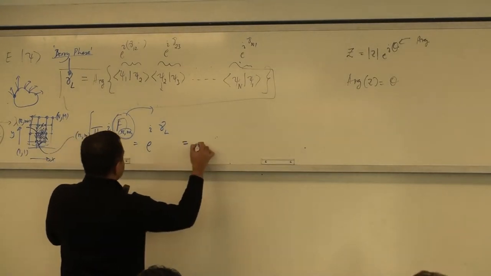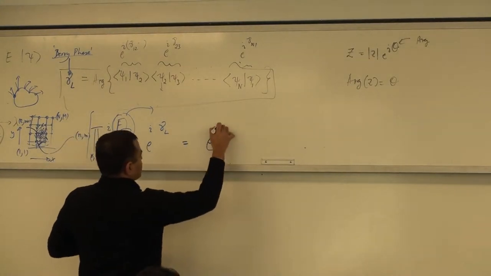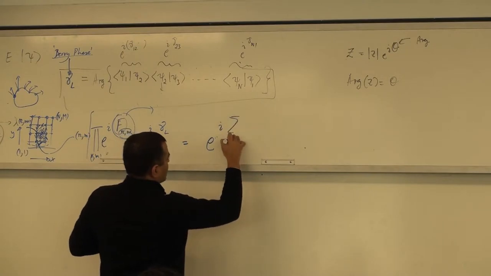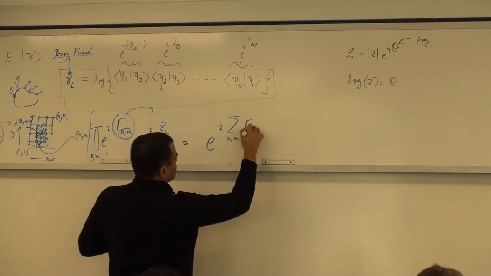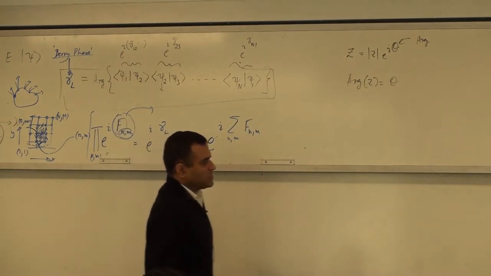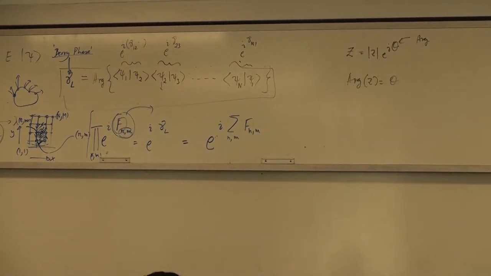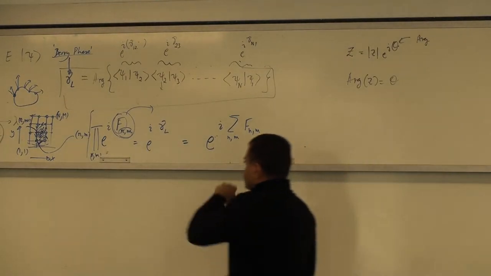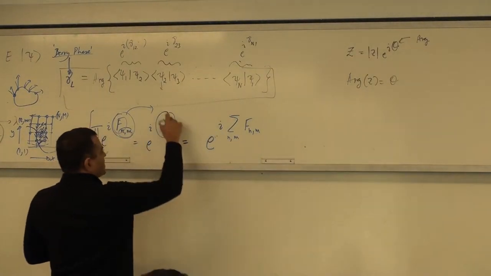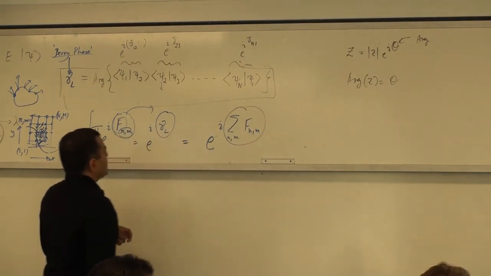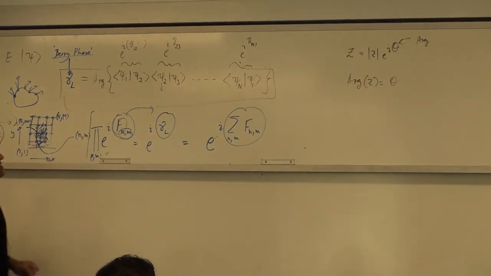And so I can write this as, instead of writing the product, a sum over all n comma m, right? F n comma m. And that's exactly. So again, I'm being a little sloppy with the signs, minus or plus. That's what's written here. And so how are these two related then? So you can think of it now as this phase.